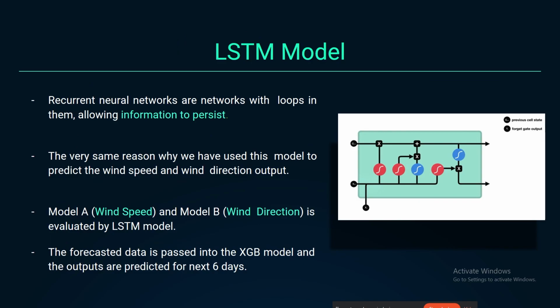Now this is about the LSTM model. It is a recurrent neural network which has networks with loops in them, allowing information to persist. The very reason why we have used this model is to predict wind speed and wind direction. So we have two models. One is to predict the wind speed, and the other one is to predict the wind direction. The forecasted data for wind speed and wind direction is fed into the XGB model, and the output is predicted for the next 6 days.